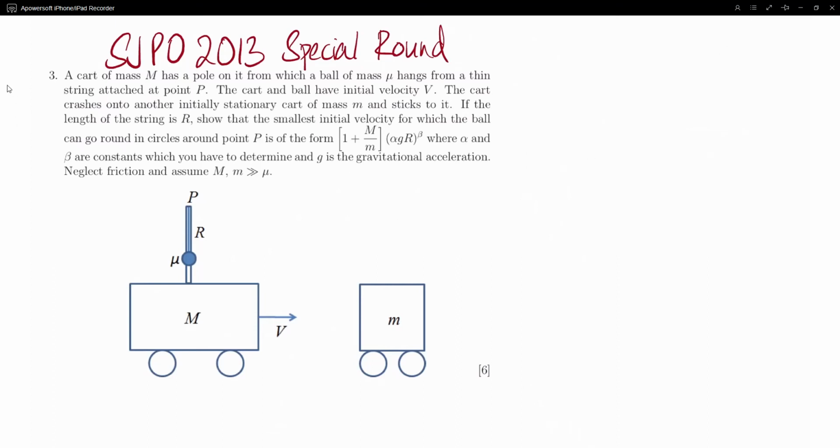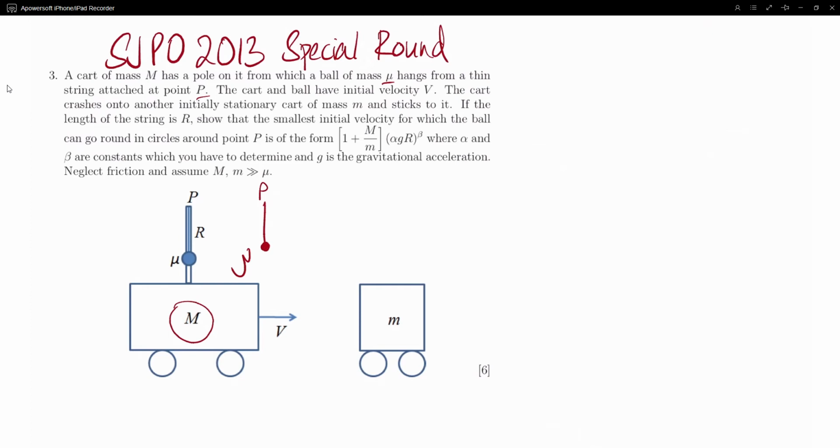Hello everyone, today we're going to go through SJPO 2013 special round question 3. A card of mass M has a pole on it from which a ball of mass mu hangs from a thin string attached at point P. So it's going to look something like this. The card and ball have an initial velocity v.